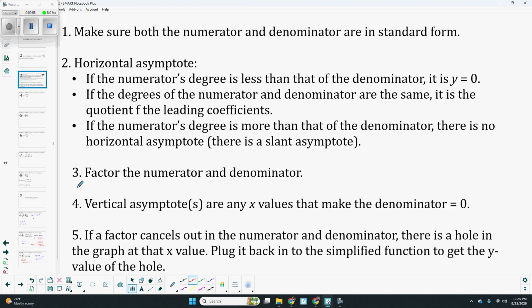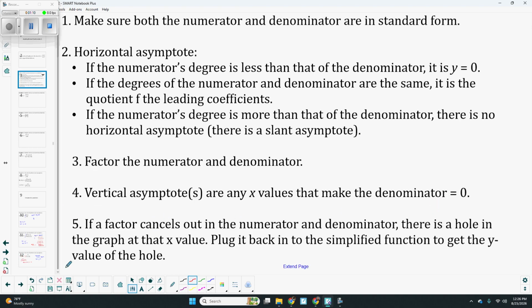We're going to factor the numerator and denominator. The vertical asymptotes, now this is in parentheses here, plural, because it's possible you can have more than one vertical asymptote, are any x values that make the denominator 0, but there's a caveat. If a factor cancels out in the numerator and denominator, there's actually a hole in the graph at that x value. We could plug it back in to find what the y value would be of that hole. But again, we're not going to worry so much about holes, but it is possible that there could just be a little dot within our graph that there's no number that exists there.